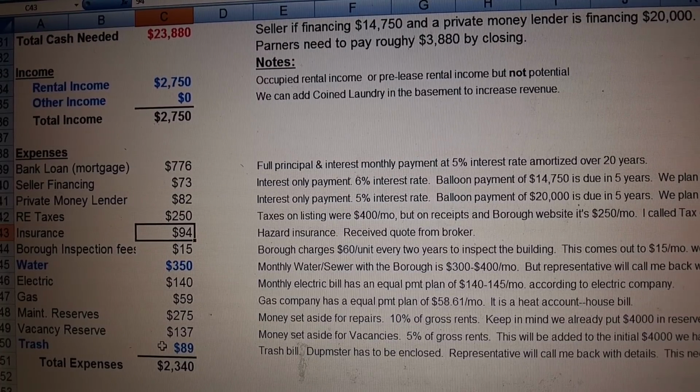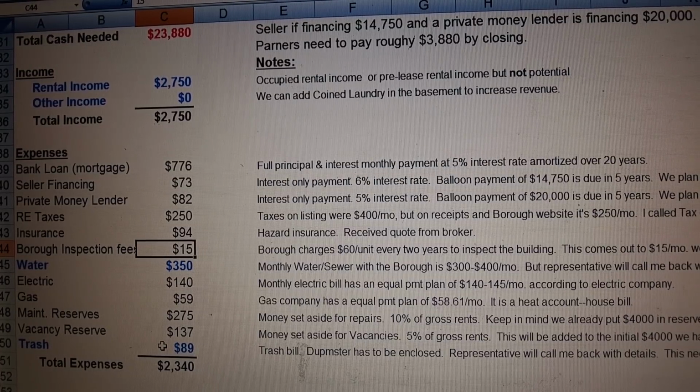Insurance, I sent my insurance broker a quote, and they came back at $94, which was also less than what the seller was paying for insurance. Since I went to the website of the local municipality, I called them and asked them questions about licensings and rental properties and whether there are ordinances and things like that. And they say they charge a couple dollars per month per unit. So it came out to $15 per month.